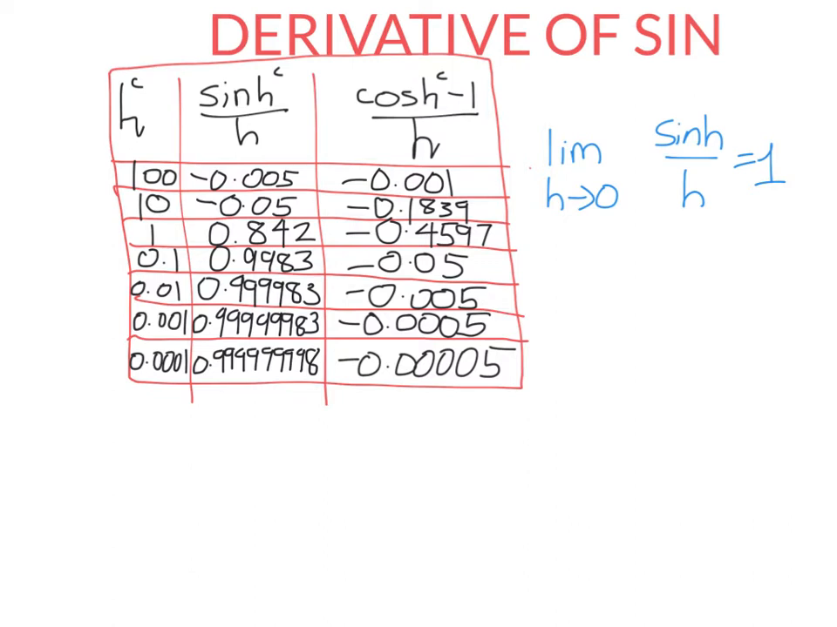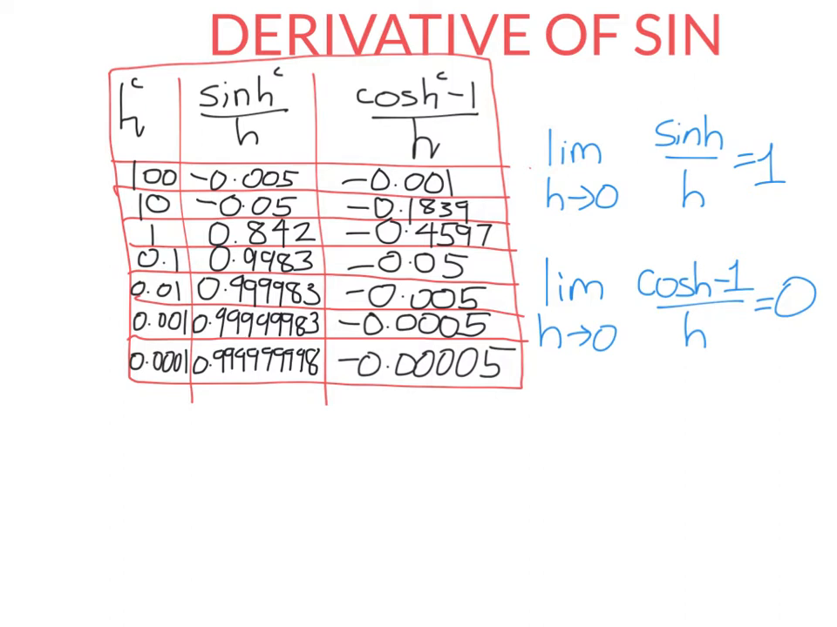Okay, same sort of idea. h is getting smaller and smaller each time. So what happens to this expression here? Well, it starts off very close to 0, then it gets a little more negative, and then you can see it gets closer and closer to 0. So as h is getting closer and closer to 0, this expression, cos h minus 1 over h, does some weird things. It goes up and down, but eventually it settles down and gets closer and closer to 0. And we write this mathematically like this.